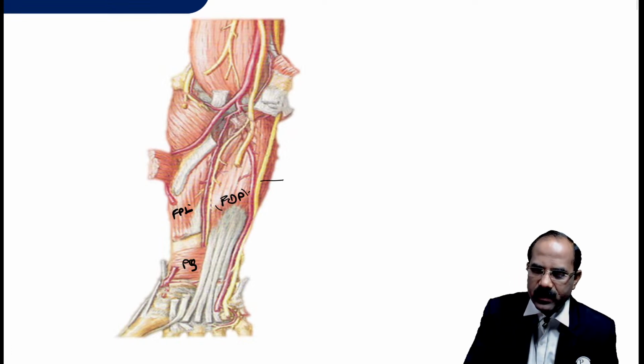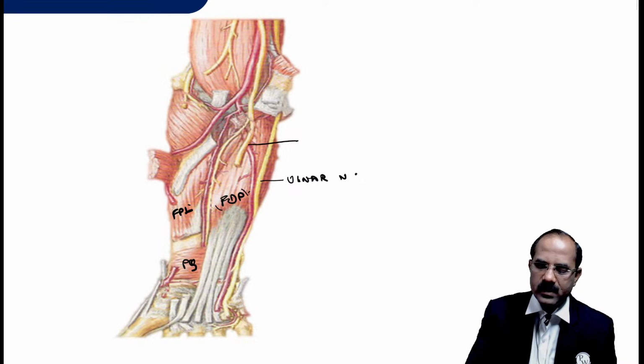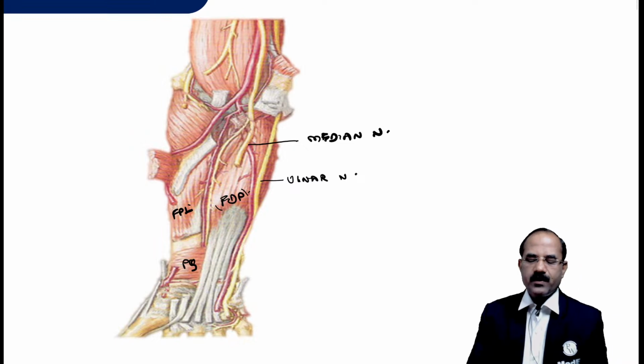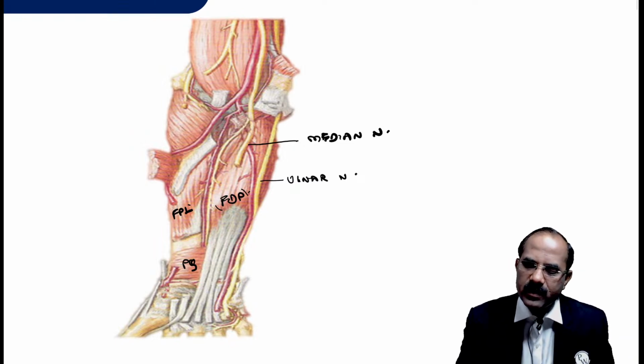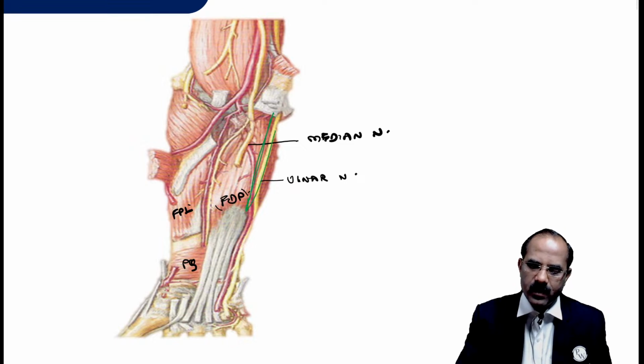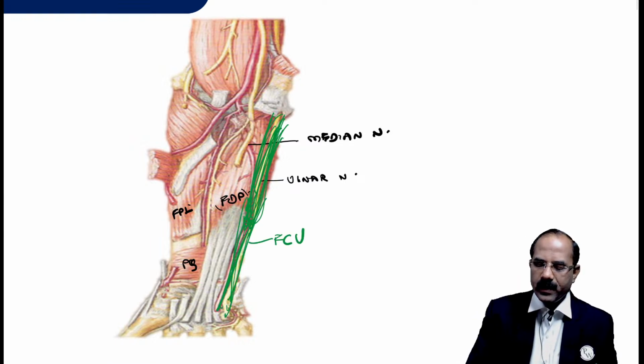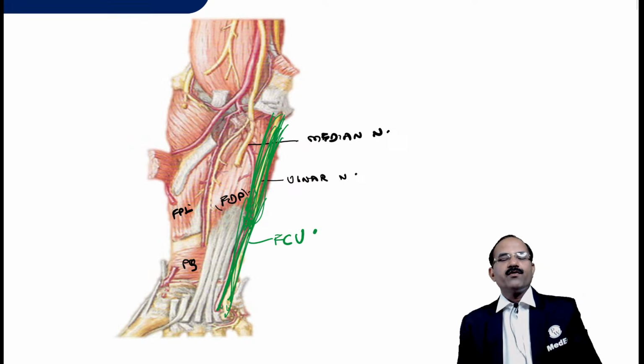What is this nerve, students? That's the ulnar nerve. And what's this nerve? That's the median nerve. Ulnar nerve and median nerve. Okay? Now tell me, if I place a muscle here, students, what is this muscle going to be? If I place a muscle here, what is this muscle going to be? That's the flexor carpi ulnaris. Now is it making sense? That's the flexor carpi ulnaris.